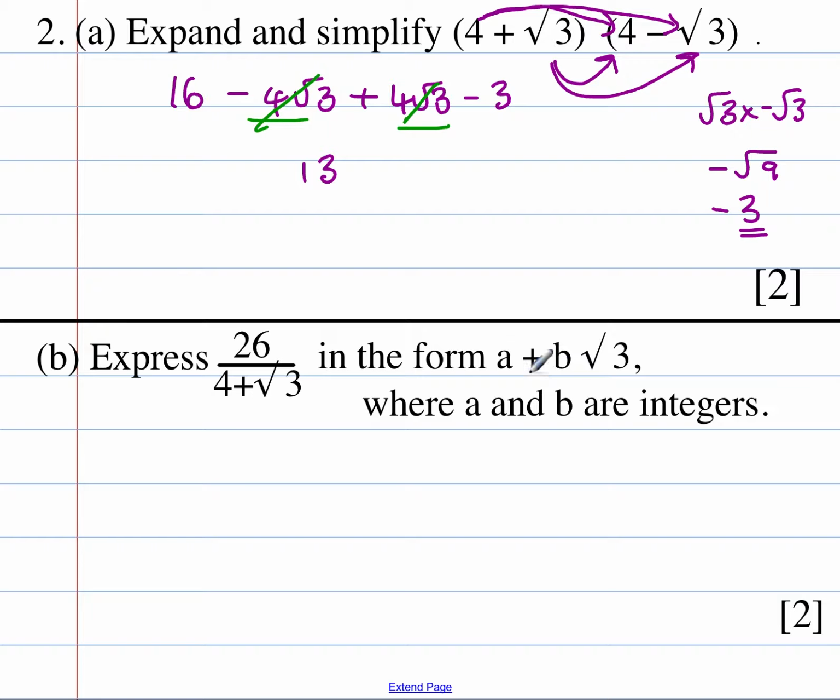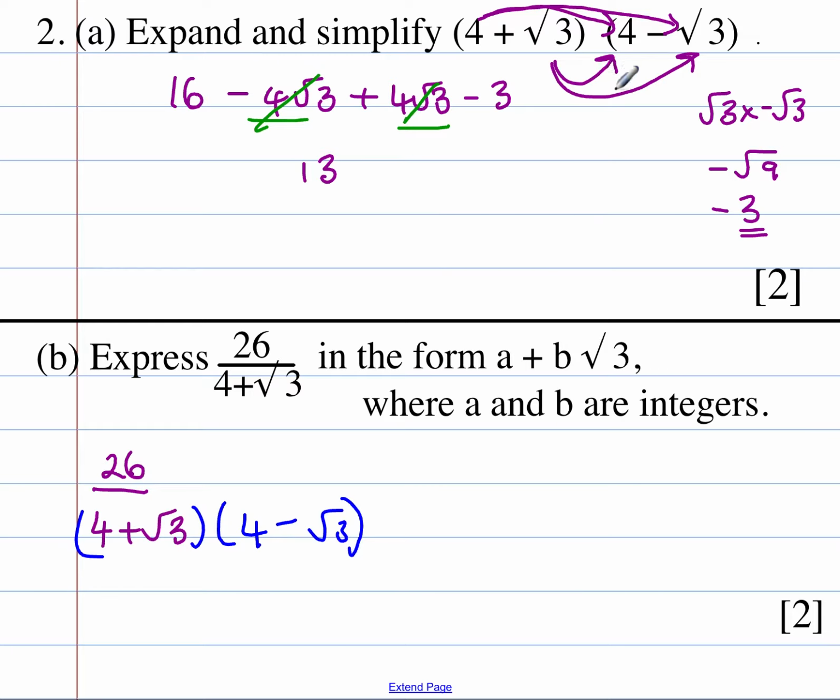If you have a look at this, there is no fraction in the form. So how do we get this to disappear, and to give the numbers a and b as integers, whole numbers? So let's take a look. I've got 26 over 4 plus root 3. I want to rationalize it, meaning I want to turn my base into a whole number. So what I'm going to do is times it by itself, but this time swap for the negative.